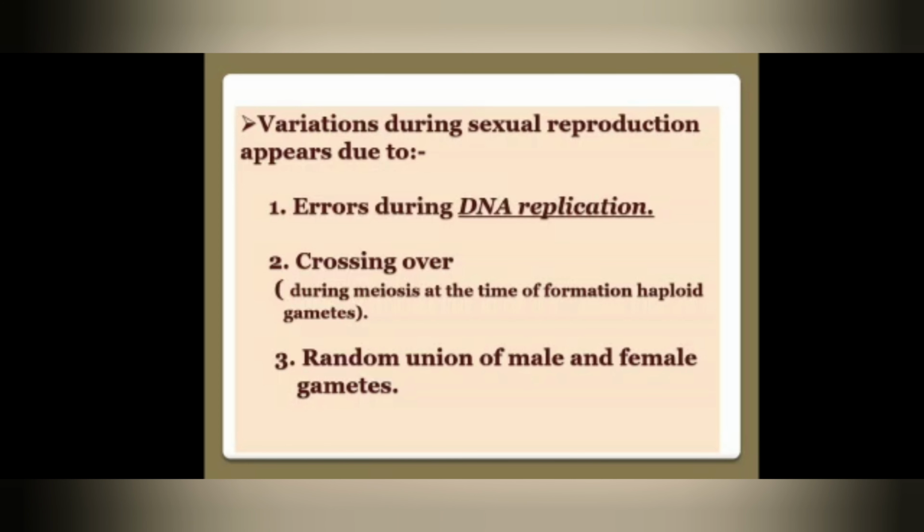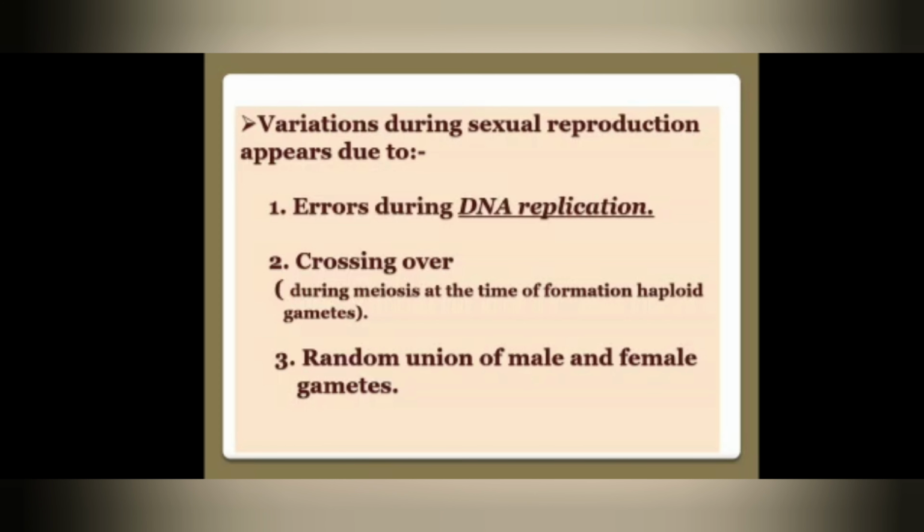The rest are for sexual reproduction only, like crossing over. During meiosis, at the time of haploid gamete formation, when crossing over of chromosomes occurs, it can also lead to variation. The third point is random union: random union of male and female gametes at the time of fertilization. There is no fixed sequence for the union of male and female gametes, so this also leads to variation.